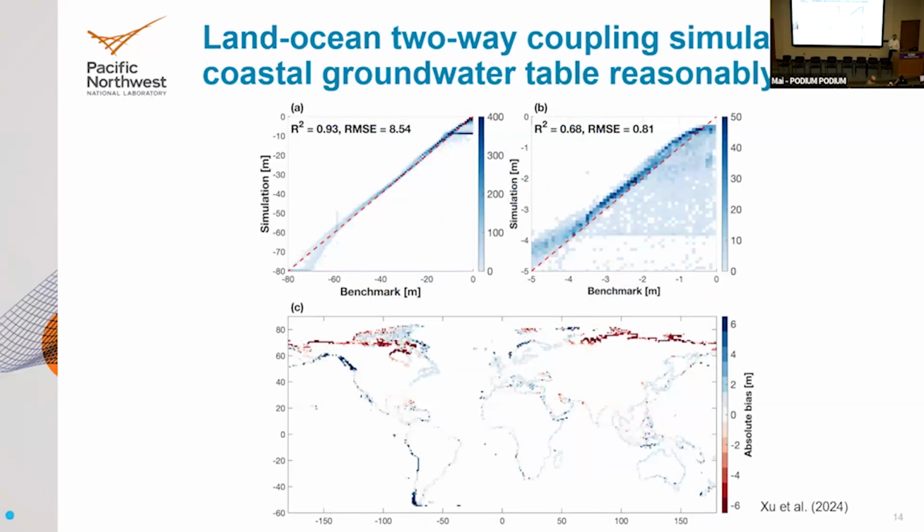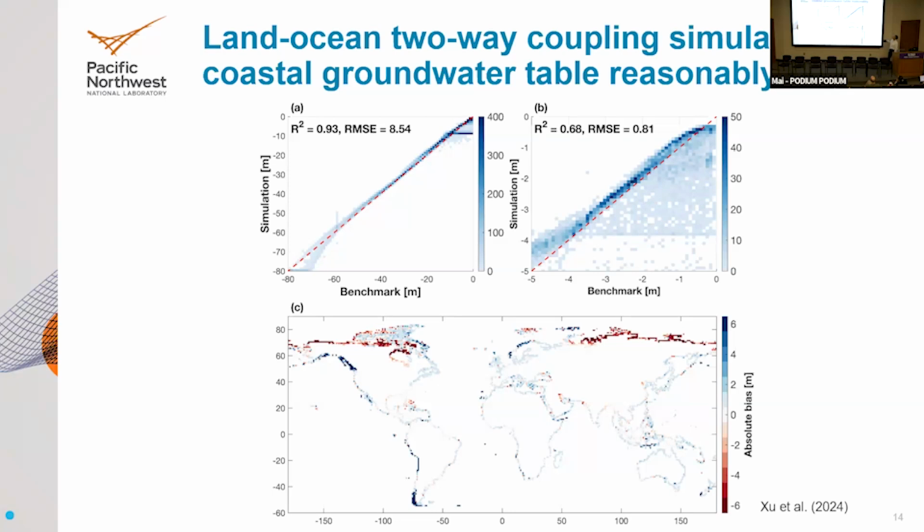So for the land-ocean coupling, I want to remind you that we have added the infiltration of inundated ocean water and the natural flow from the land to ocean grid cells. Using this two-way coupling scheme, we found that our model can simulate the coastal groundwater table reasonably well. This is a comparison between the simulation and the benchmark data, because we don't have observed coastal water table measurements. Panel A shows the comparison at the global scale, and we can see that the model and the benchmark data agree very well.